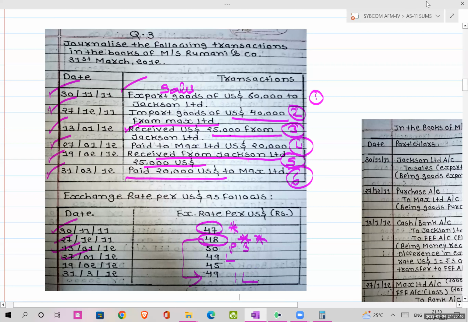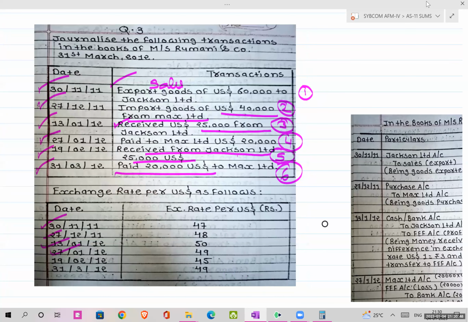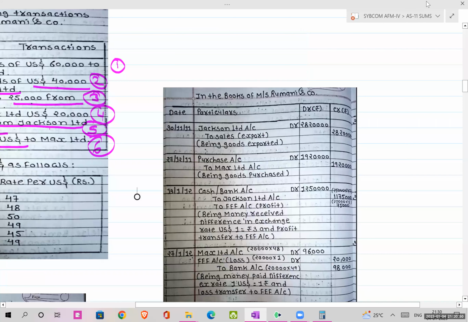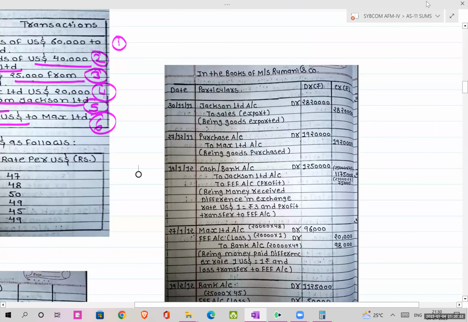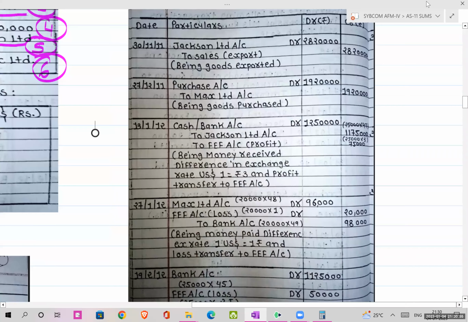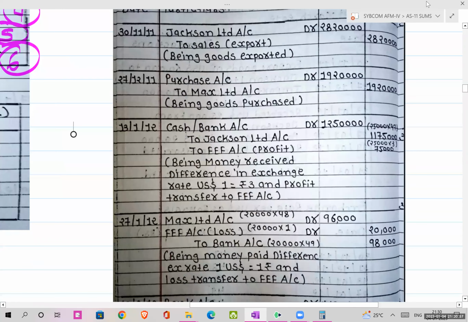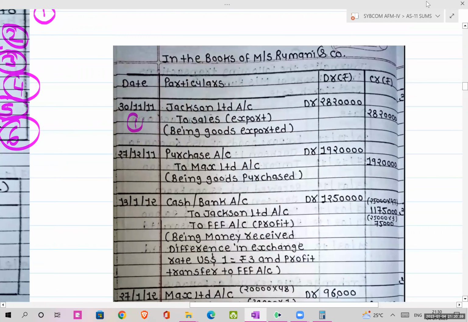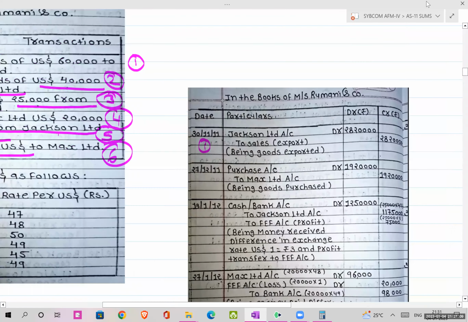हाँ, तो ये सब एक्सचेंज रेट से इसके सामने और उसके पेमेंट्स किए हुए हैं. ठीक है. So let's start with journal entry number 1. Okay, so just make a note of this. Journal entry number 1. Okay, sold goods. Goods exported. I'll show you the calculations also.